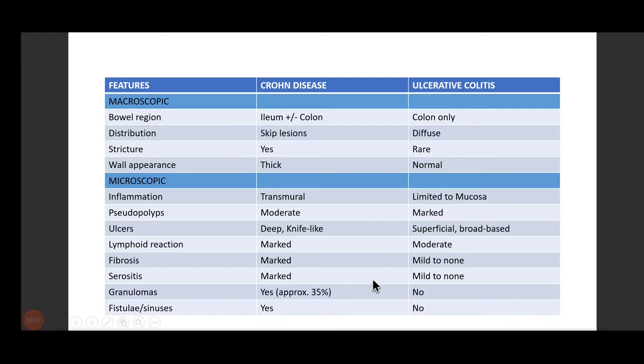Lymphoid reaction is more commonly seen in Crohn's. Fibrosis and serositis are more in Crohn's. Granulomas, non-caseating granulomas, are more common in Crohn's than ulcerative colitis. Fistula and sinuses are more common in Crohn's than ulcerative colitis.